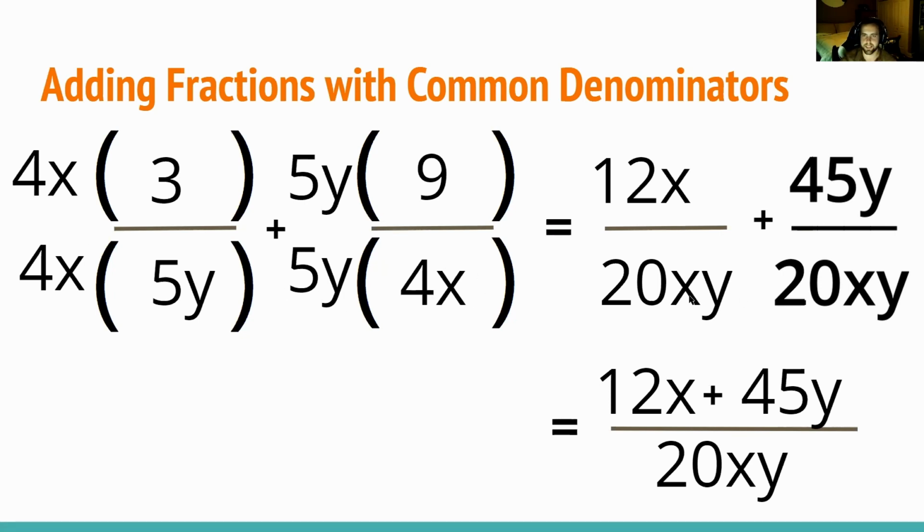And then multiplying these, you would get 12x because 4 times 3 is 12. And then 45y for this one over here. 5y times 9 is 45. And the y stays the same. And then on the bottom, of course, you have 4x times 5y, and that's just 20xy, because x times y is xy. And then now these share a common denominator, so you can just combine them. 12x plus 45y over 20xy.